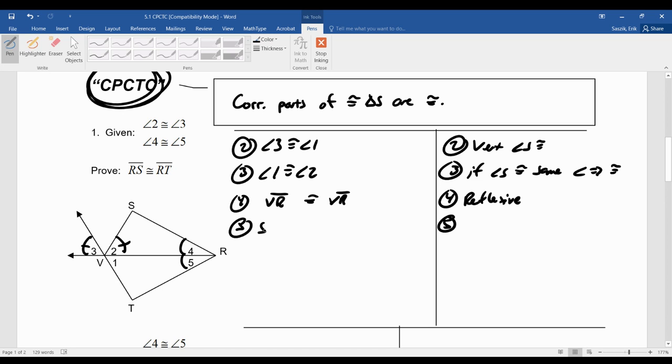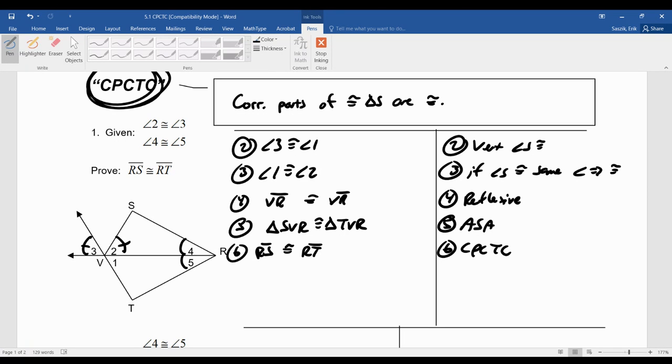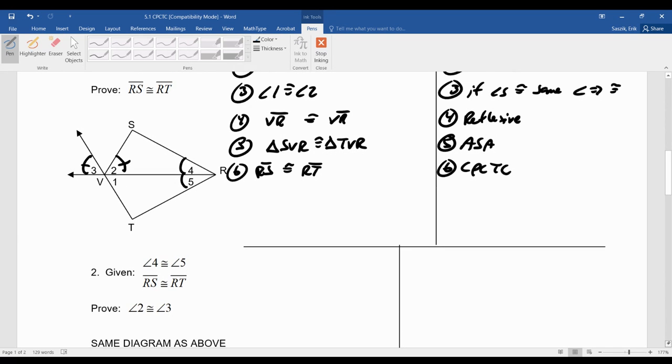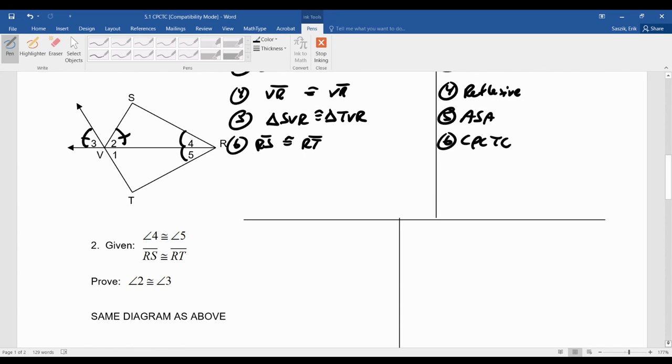So we just have to make sure, again, it doesn't matter how I name the original triangle. So if I say triangle SVR, that is okay, as long as I match it up the same way down below, TVR, and that, of course, would be ASA. And then RS would be congruent to RT, CPCTC. So no big deal, right? So now, corresponding parts of congruent triangles are congruent.